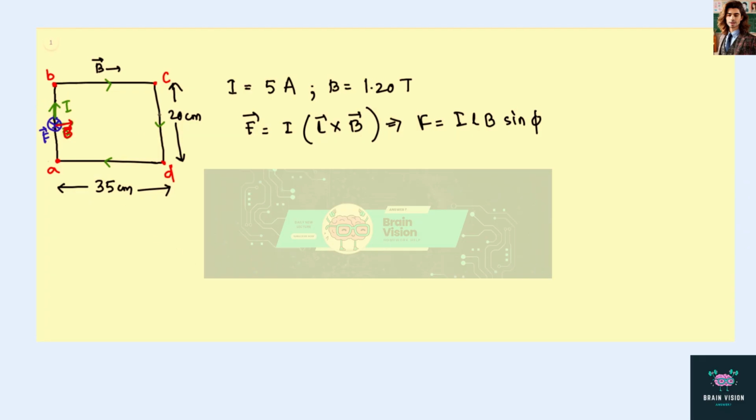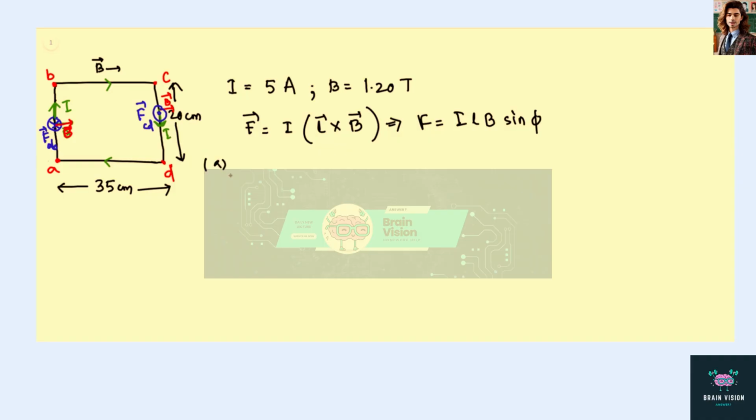Okay, so similarly for this segment CD, this is the current, and this is the magnetic field. So we apply the right hand rule again, and we see that this direction is out of the plane of the screen. So let's call this FAB and here FCD. And force in these two segments, BC and AD, is basically zero. Now, so that is part A.